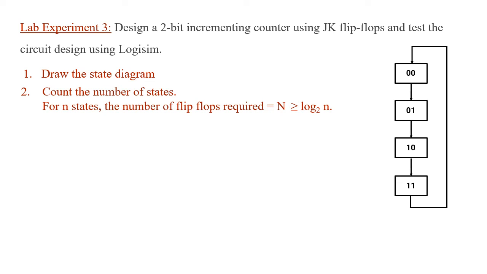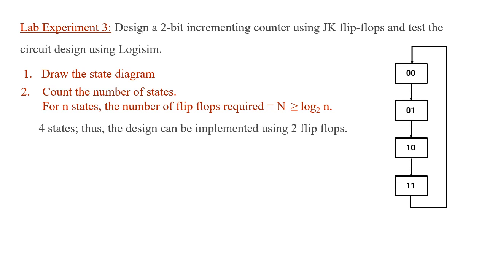The next step is to count the number of states. Here we have a total of 4 states. So that means we're going to need log base 2 of 4, which is 2 flip-flops. So step 2 only helps us find out how many flip-flops are necessary to implement the circuit.